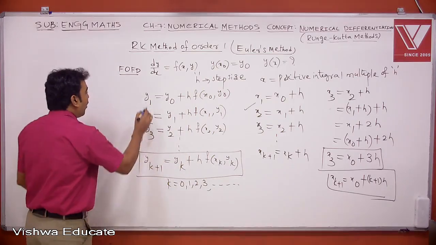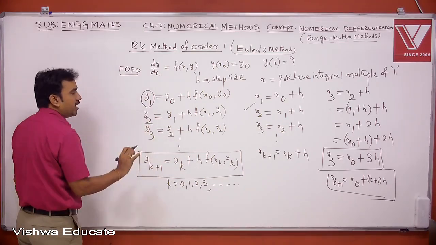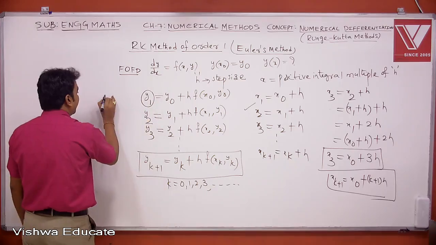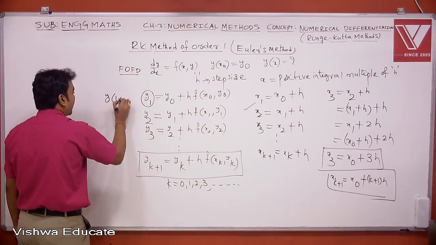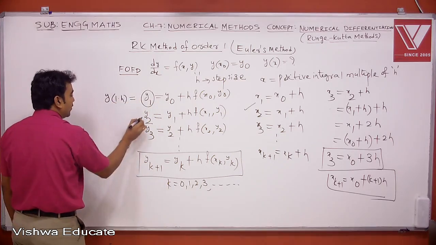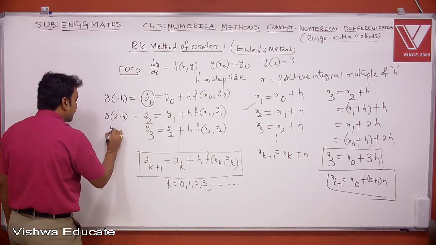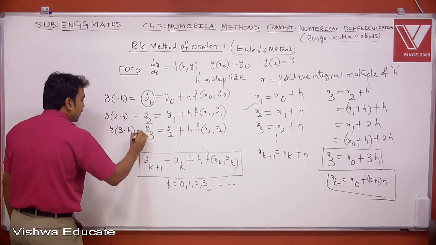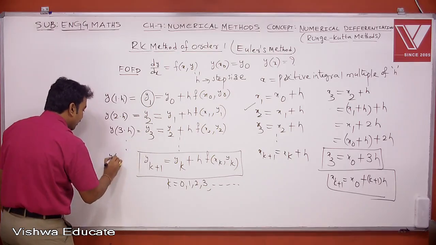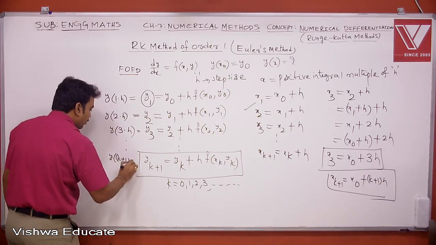But this y of 1, when you need to end your problem in the first iteration, this is nothing but y of 1h. This is nothing but y of 2h, y2. This is nothing but y of 3h. And so on. Then this is nothing but y of (k+1) into h.